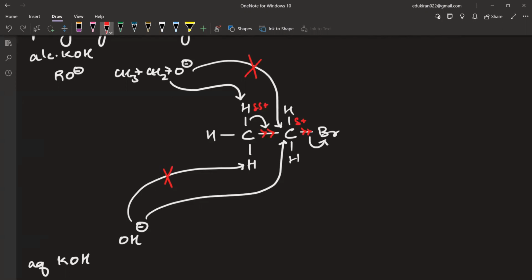So is this clear? Yes or no? Please tell me why alkoxide ion attacks on the beta hydrogen, but OH negative, which is also having a negative charge, attacks on the carbon atom. And this is acting as a base because it is abstracting hydrogen. But this OH negative here, it is acting as a what? It is acting as a nucleophile, which makes a bond with carbon atom. Is that clear? Yes or no? Please tell me, all of you.